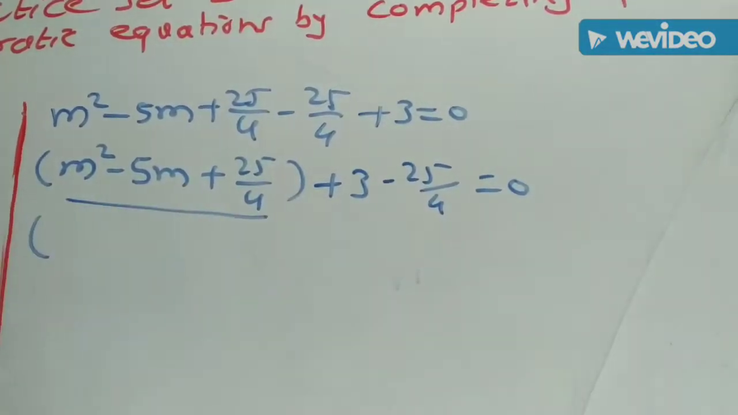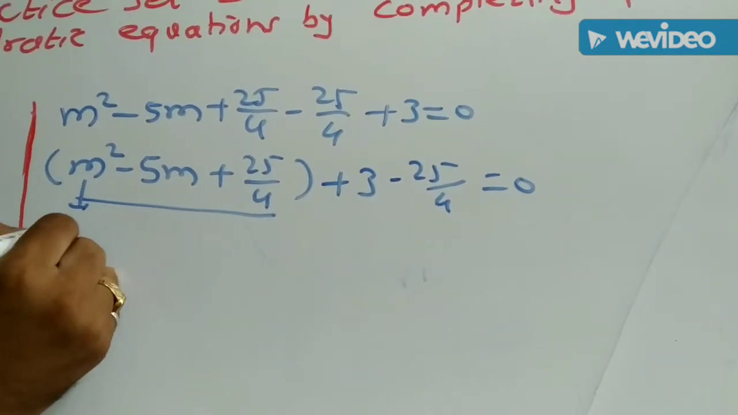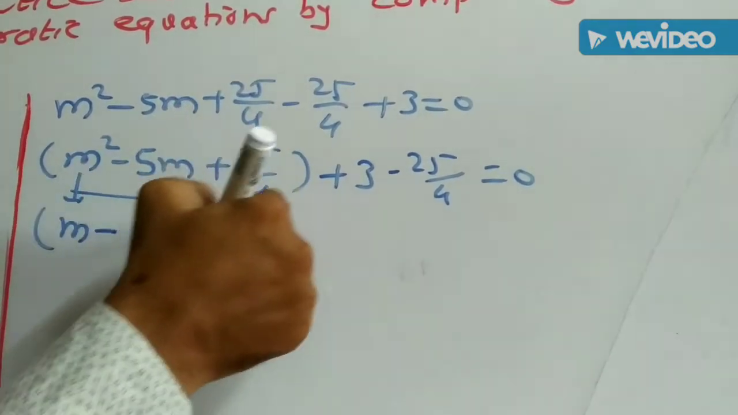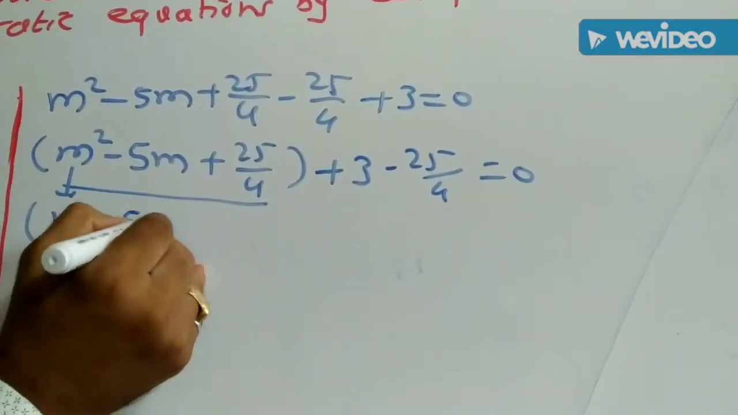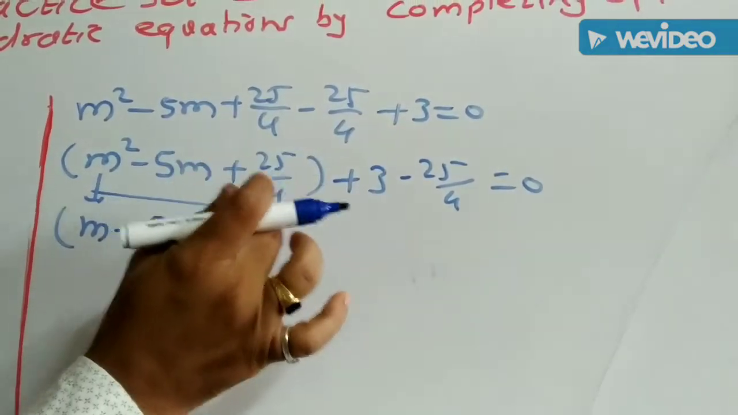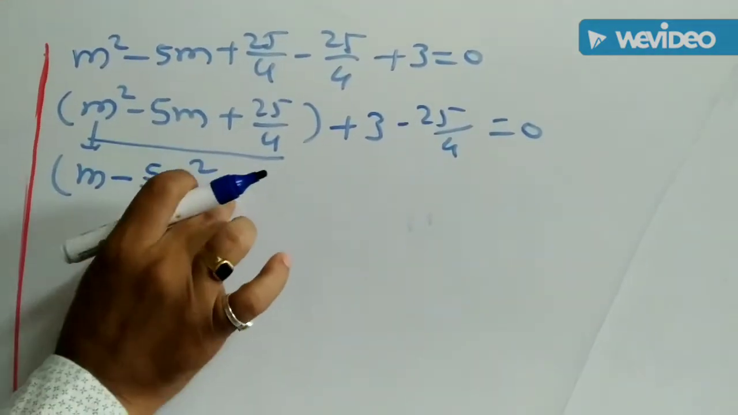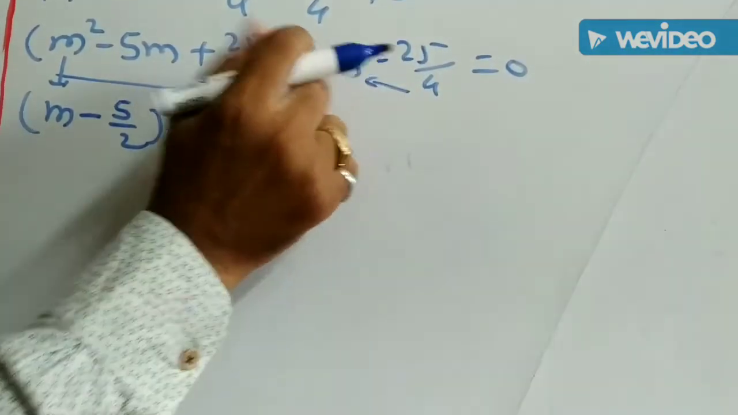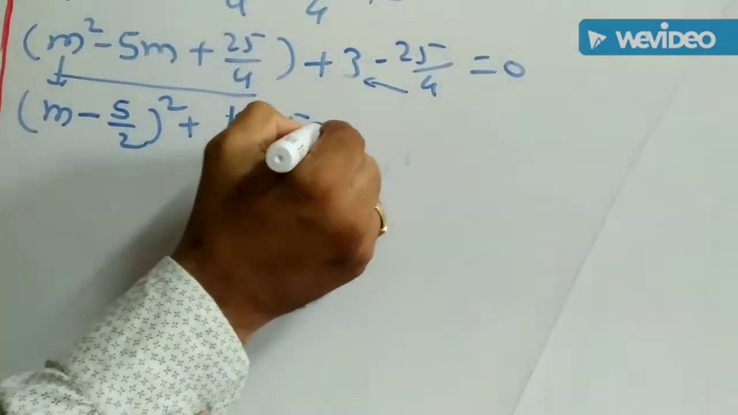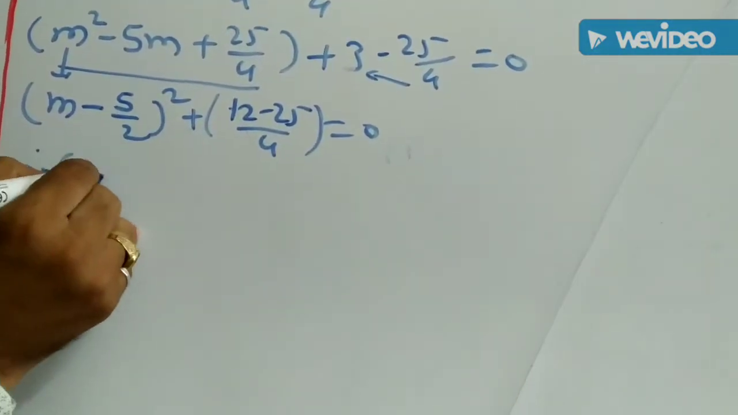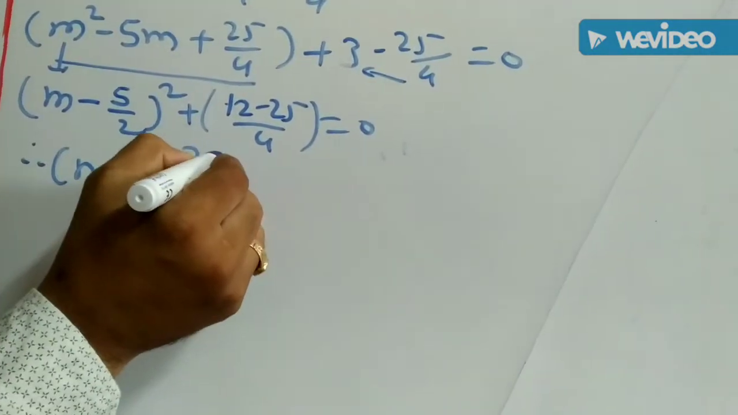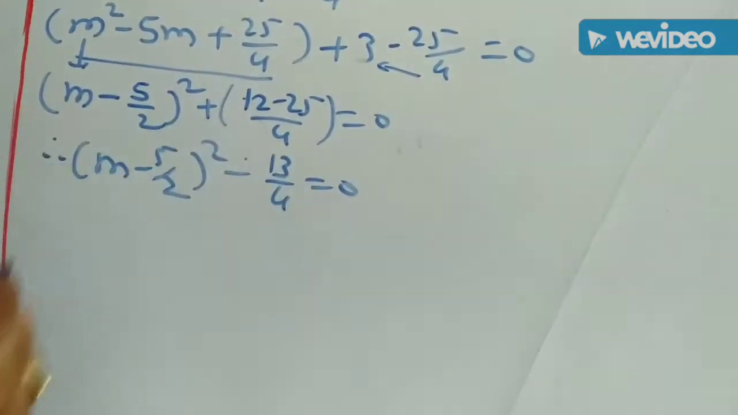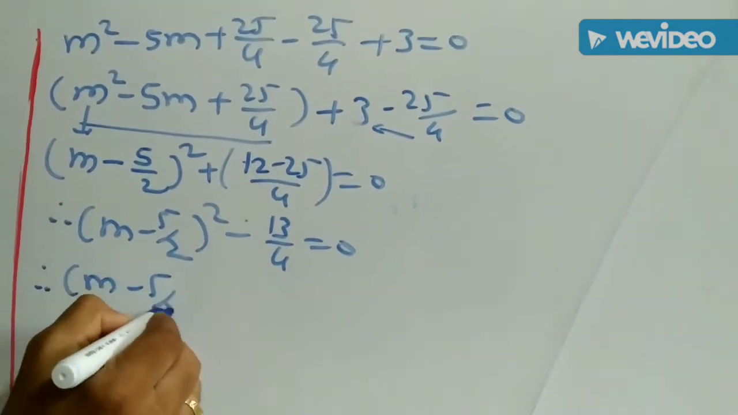Now it is the square of the bracket. For that, write the square root of the first term, sign of the middle term, square root of the third term, that is 5 upon 2. The square root of 25 upon 4 is 5 upon 2, with a minus sign. For this, firstly solve this bracket: 4 3s are 12, 12 minus 25 upon 4. m minus 5 upon 2 bracket square, and here 12 minus 25 is minus 13 upon 4, bracket square, m minus 5 upon 2 bracket square.